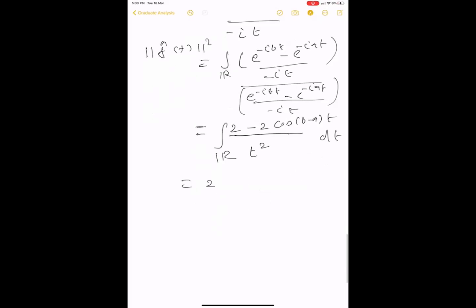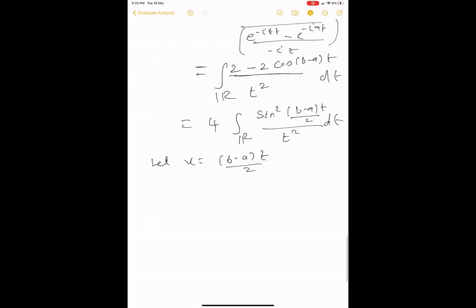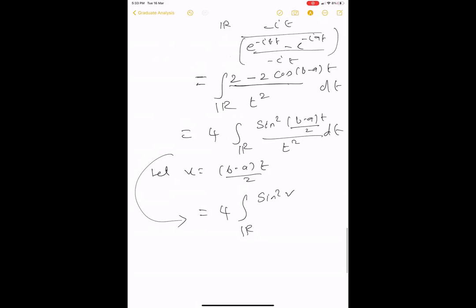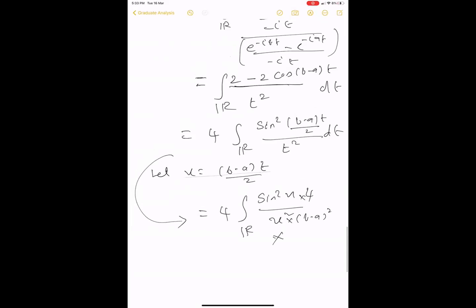Which is equal to 2 into 2, which is 4, times the integral over R of 1 minus cos (b minus a)t, which is sine squared of (b minus a)t by 2, divided by t squared. Correct. Now substitute u equal to (b minus a)t divided by 2. So this is equal to 4 times the integral over R of sine squared u, and t squared is u squared times, so you have (b minus a) squared, 4 on the top. Then du equal to (b minus a) by 2.